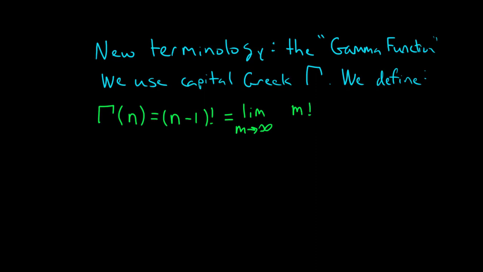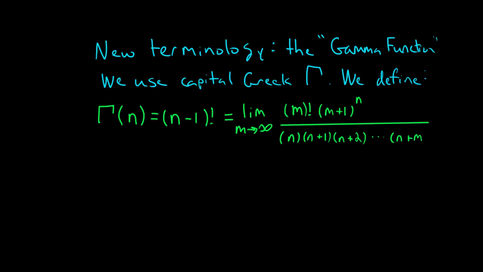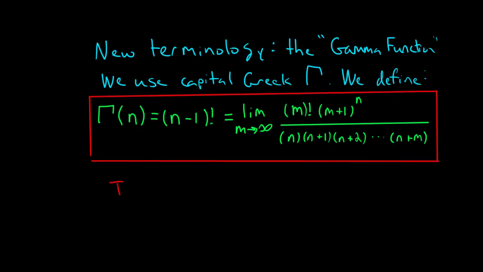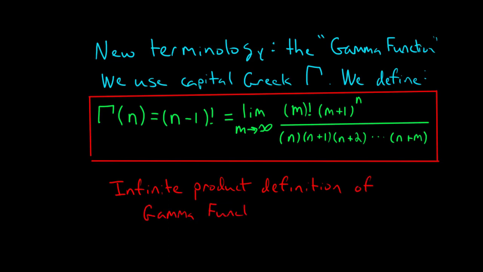or using the infinite product definition that we've established, the limit as m approaches infinity of the expression m factorial times m plus 1 to the n all over n times n plus 1 times n plus 2. This expression is identical to the infinite product for the factorial function, except that it also has an n in the denominator. And I'm going to put a box around that because that's an important infinite product definition. Again, this is really the heart of this video. This is the infinite product definition of the gamma function.